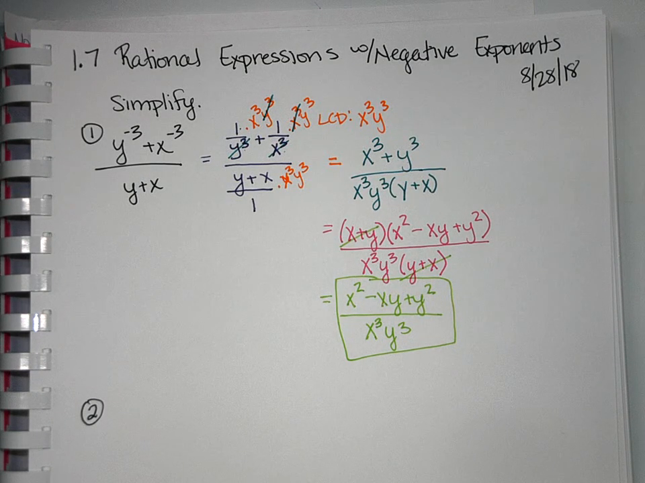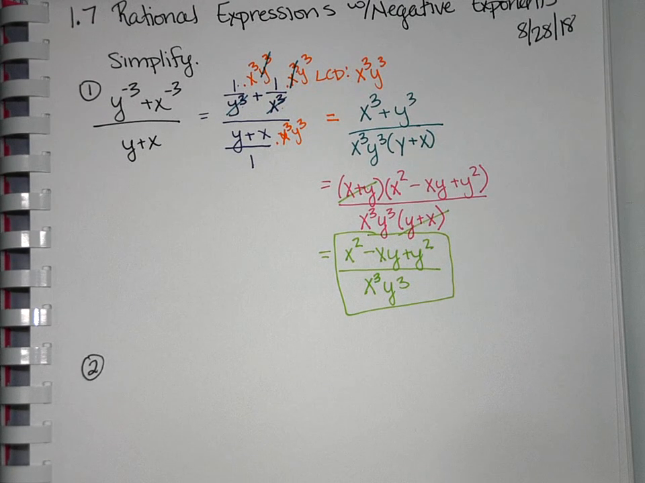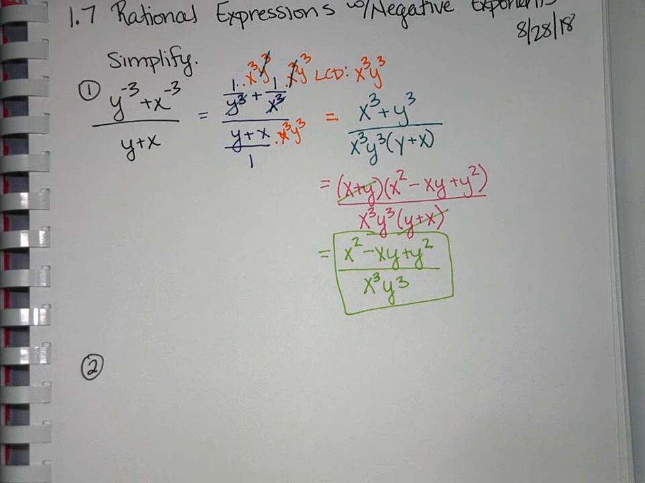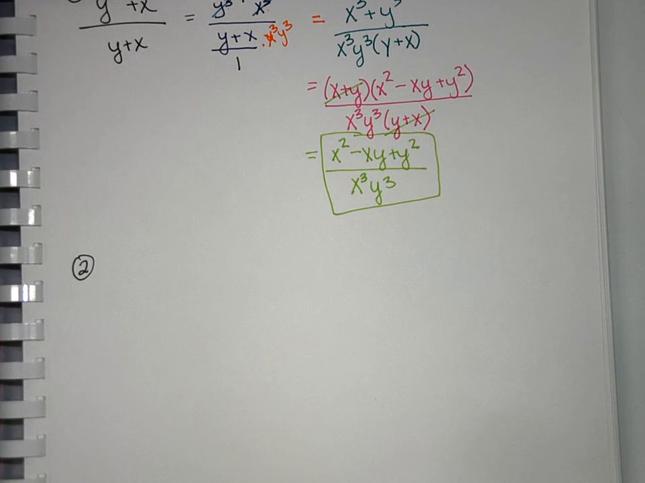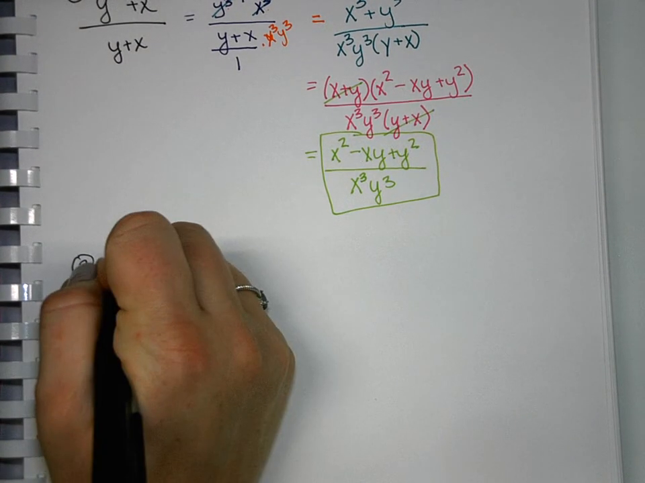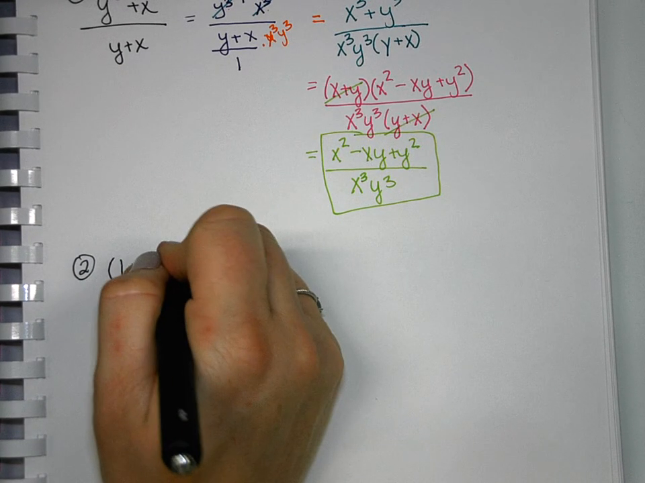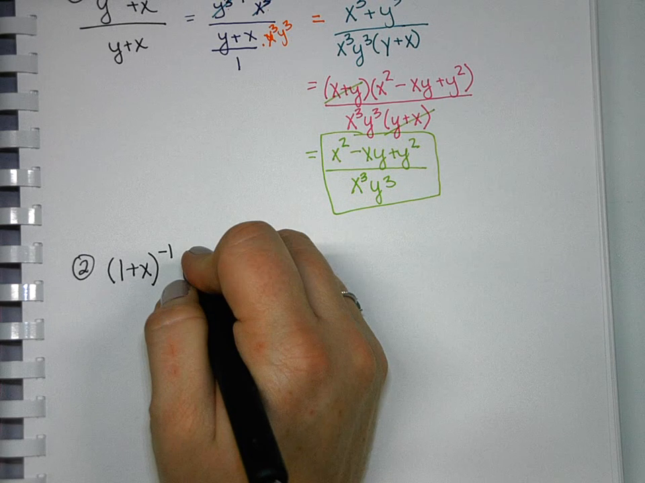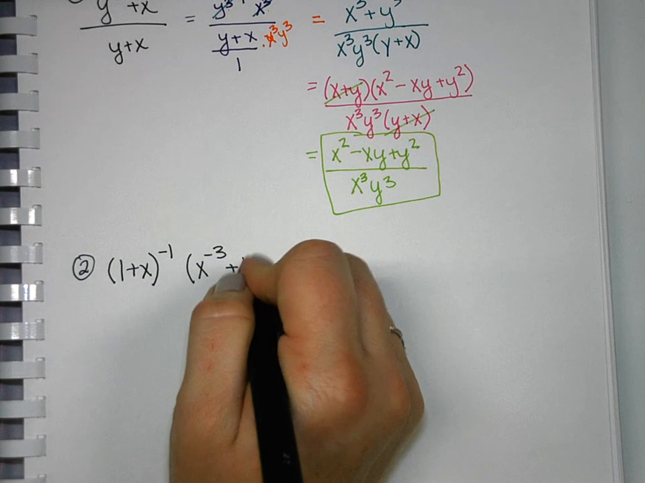All right, so the next one that I wanted to go over also has a few little things in it that I want to show you. So this one is 1 plus x in parentheses to the negative 1 power. And in our other parentheses, x to the negative 3 plus 1.